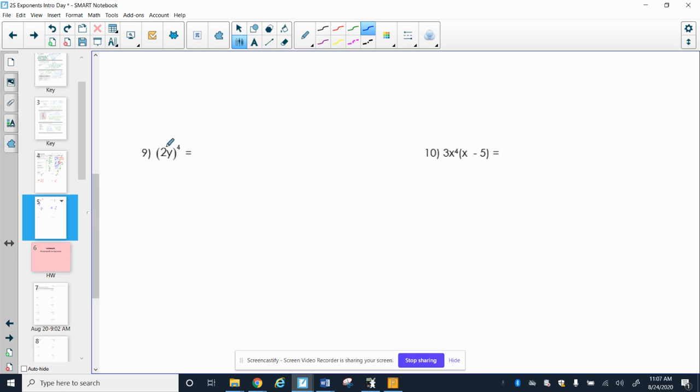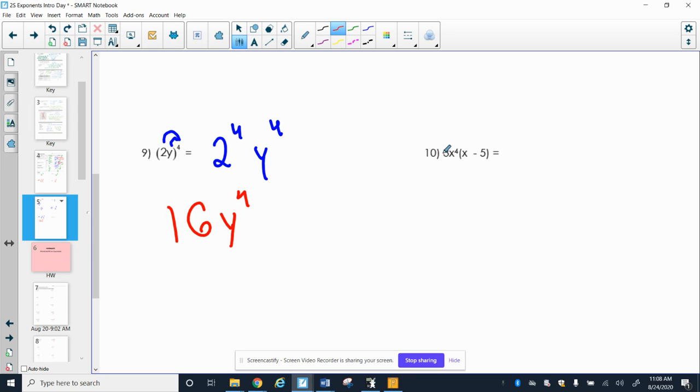Last couple. Number 9, 2y is acting as our base raised to the fourth power. So this exponent needs to go both to the 2 and to the y. So this is the same thing as saying 2 to the fourth power, y to the fourth power. Well, 2 to the fourth, we wouldn't just leave that like that because that's just a number raised to an exponent. So let's simplify that. Well, 2 to the fourth power, that's just 2 times 2 times 2 times 2, which is 16. We have 16 y to the fourth.